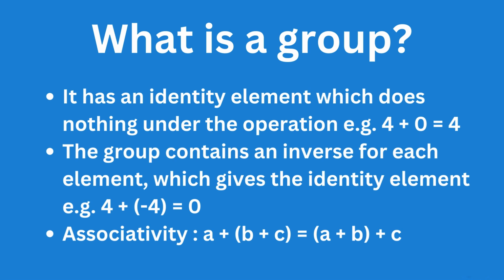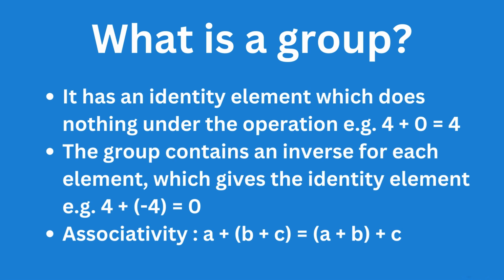This is something which does nothing when you use the operation. So for addition, this is 0, because any element of the integers, for example the number 4, plus 0 is still 4. If we were using the multiplication operation, then the identity element would be 1, because anything times 1 is still itself, which is still in the set.